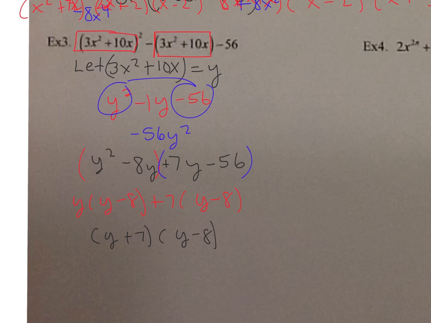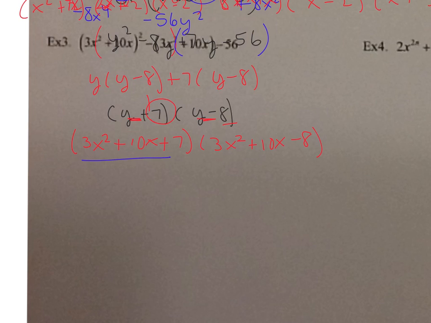So back to the parentheses. Replace the y with the 3x squared plus 10x, and then you have the plus 7. And then again with this y, it's going to be 3x squared plus 10x, and then a minus 8. Okay, just have to move everything up. Now in each of these parentheses, you have trinomials, so you have to use master product. So I multiply the first times the last. I get positive 21x squared.